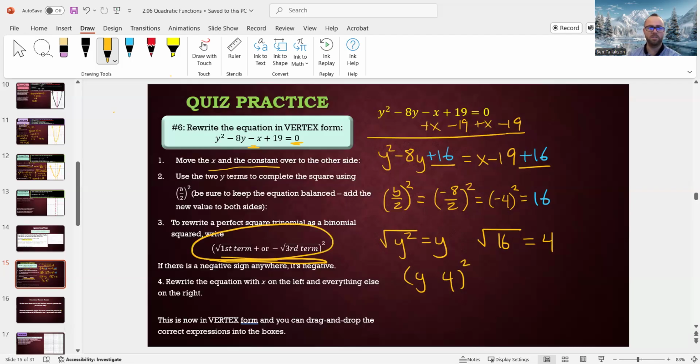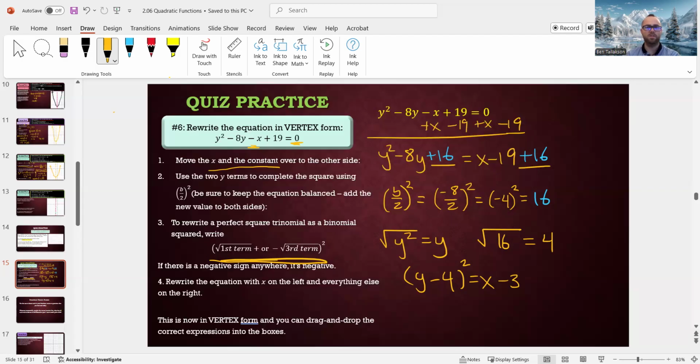So I rewrote this, but I didn't put plus or minus because what that requires is going back to the original trinomial and asking yourself, is there a negative in there? If there is, then it's minus. If these are both positive, then it'd be plus. That's how you determine that. And what do we have on the right side? Well, we had -19 plus 16, so -3.